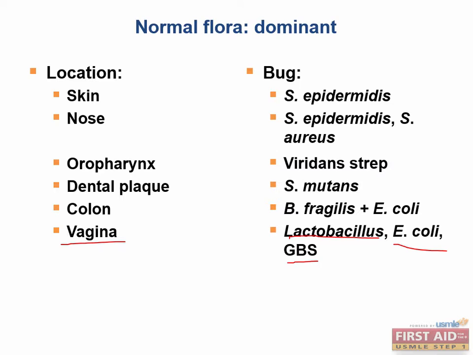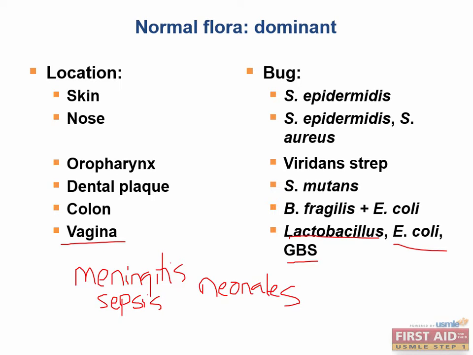Do you remember what is important about group B strep? Remember, it can cause meningitis and even sepsis in neonates. This is a pathogen that is always checked for in the pregnant mother by obstetricians to prevent transmission to the baby during childbirth. It is normal flora and usually doesn't hurt the mom, but it can be very deadly for the neonate.